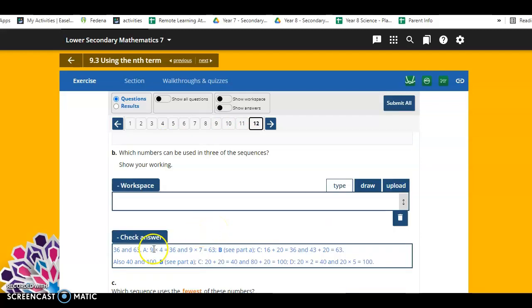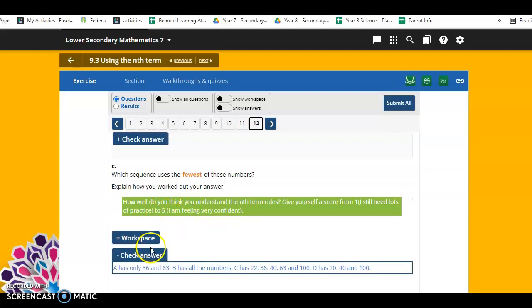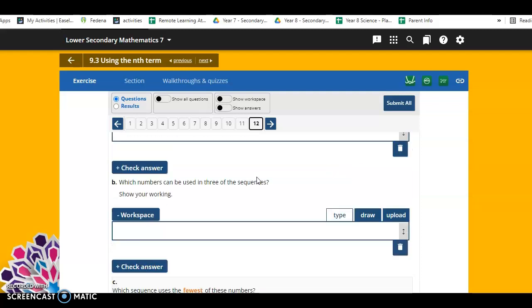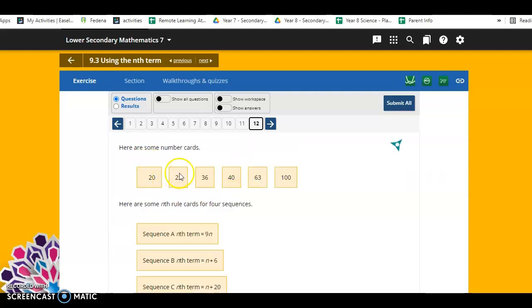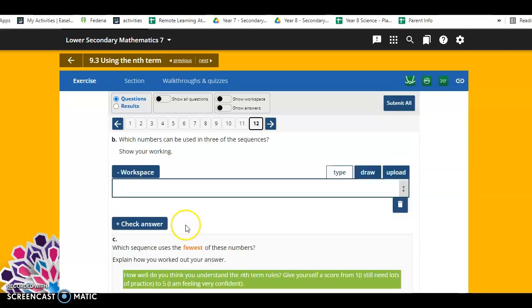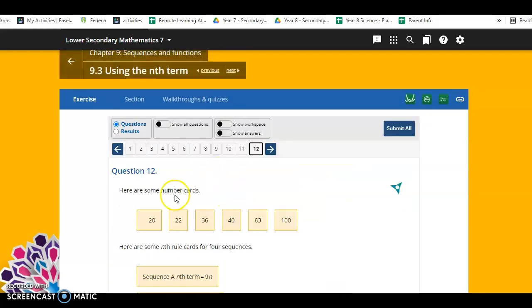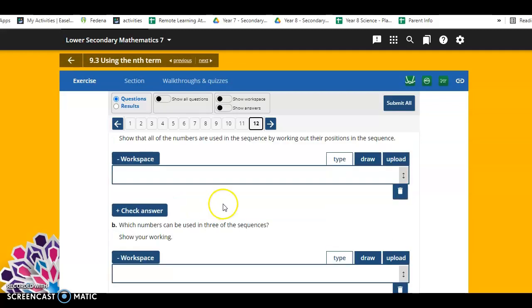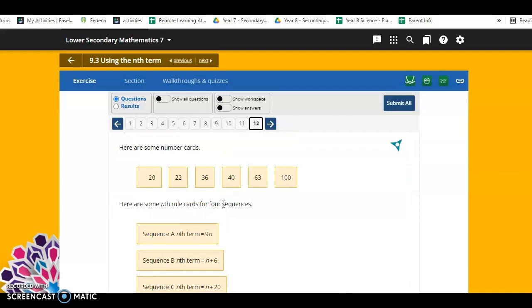That is part B. And for part C, you need to show which sequences contain the fewest of these numbers. So which one of these numbers shows up the least in these sequences? So that is C. And which one of these shows up 3 times? That is B. So that is how you do question 12 from the homework.